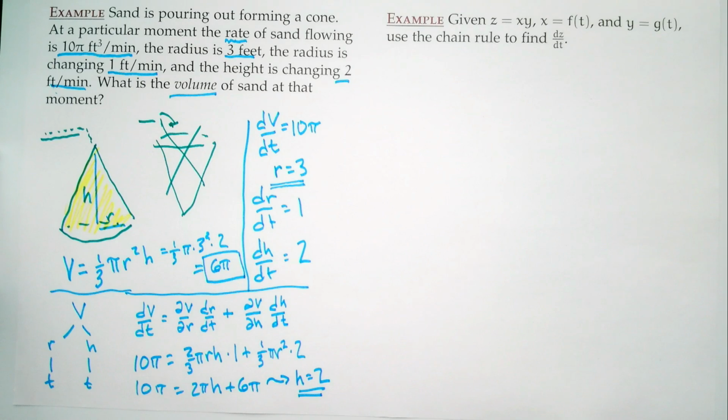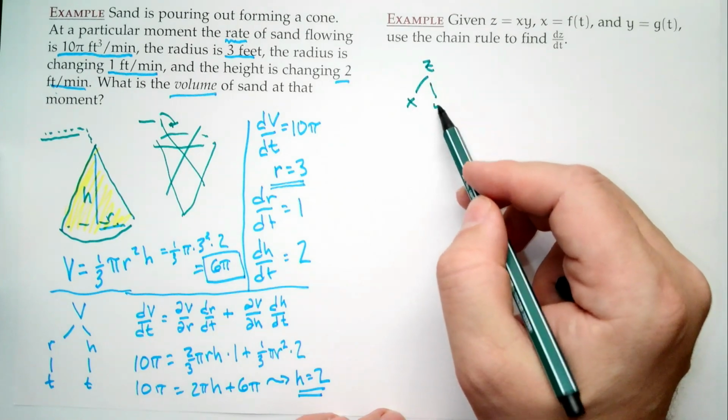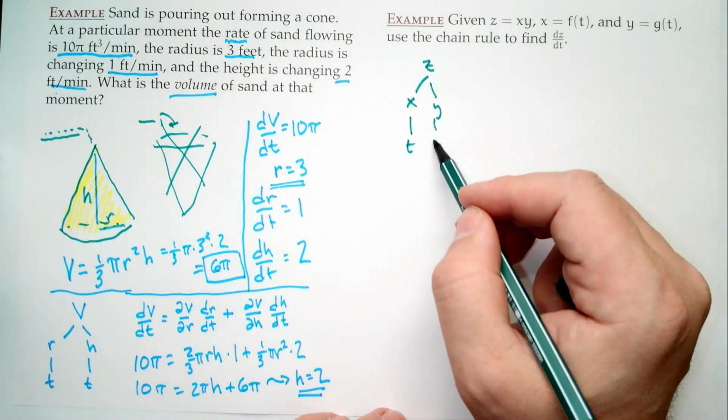So here's another example. Suppose we're given that z is equal to x times y. All right, that's a pretty simple function. x is some function f of t. y is some other function g of t. Use the chain rule to find dz/dt. There's nothing very surprising here, so let's just go ahead and work this out. z is a function of x and y. These are functions of t.